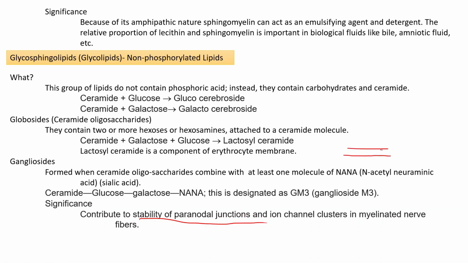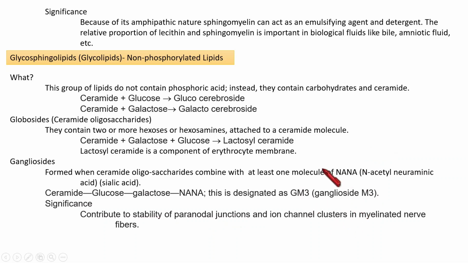Suppose this is the axon, and around the axon, the myelin sheath is there. The myelin sheath is formed by the Schwann cell, and the Schwann cell is tightly attached to the axon by bending, and that area is called the paranodal junction. So it gives stability to that paranodal junction, and also gives stability to the ion channel clusters present in the myelinated nerve fibers. So that is very important. Our nerve should be intact and stable. Only then can we receive and do anything.